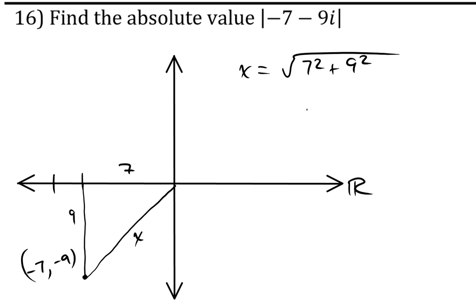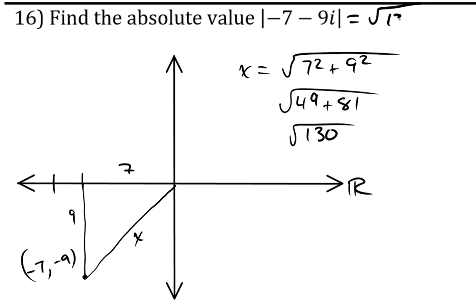7 squared is 49, and 9 squared is 81. And when I combine those two, notice there's no i's here at all. When I combine those two, I get the number 130. So the absolute value is the square root of 130.